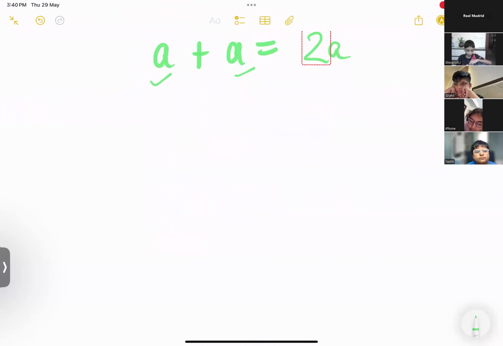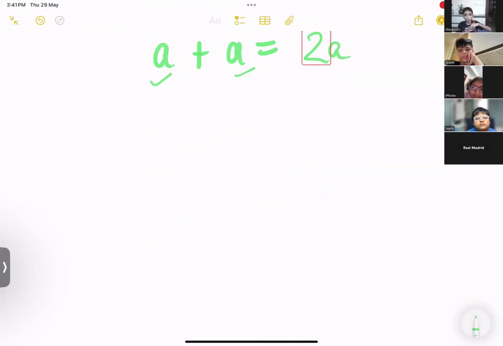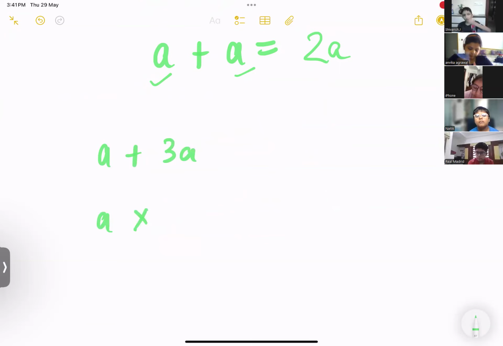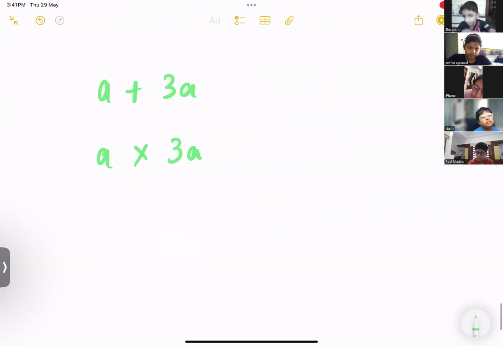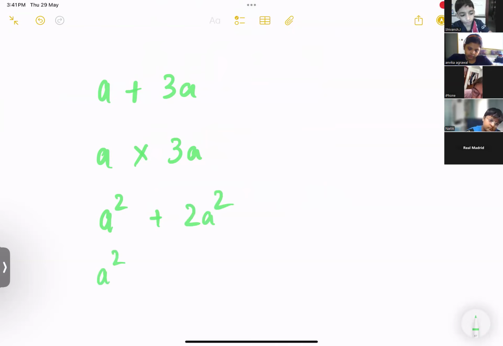Grahil, do you want to solve more questions? Once the class ends, do we have to join again? No. The class is going to get over in 2 minutes. I'm going to assign homework worksheets today. Please solve them. First question, A plus 3A. Second question, A times 3A. Third question, A square plus 2A square. Fourth question, A square times 2A square. Give me the answer fast.